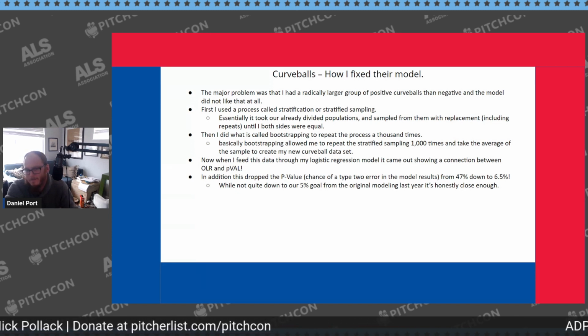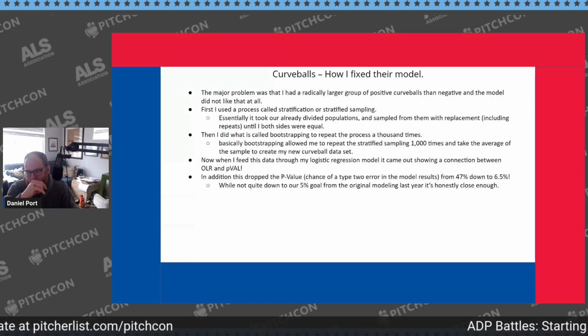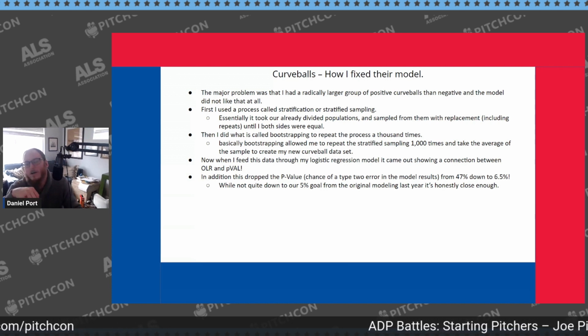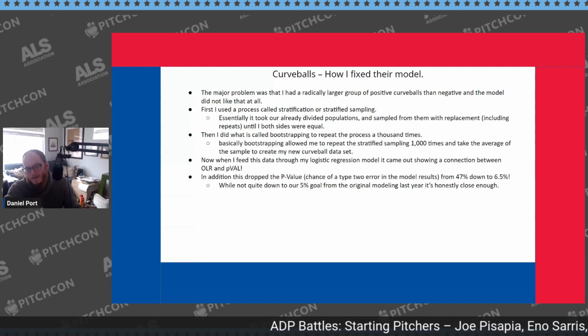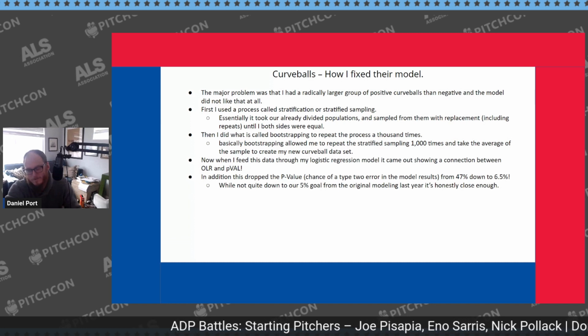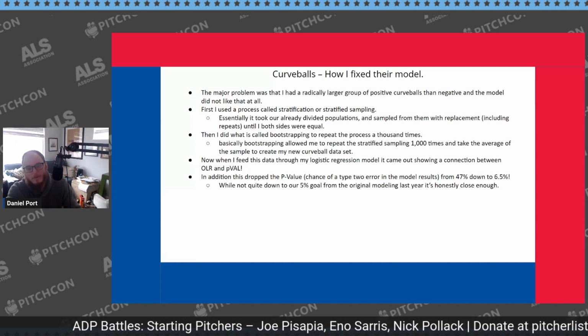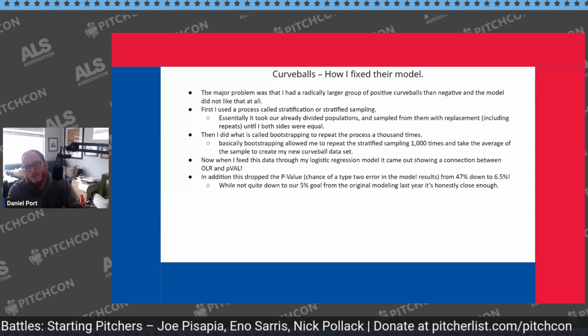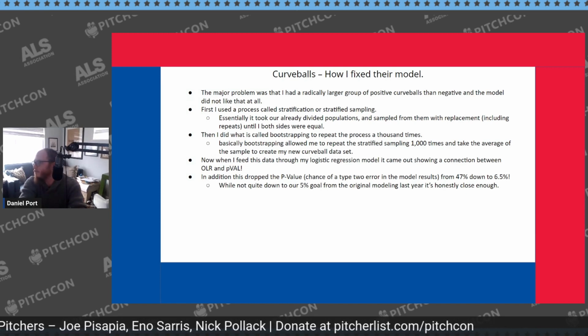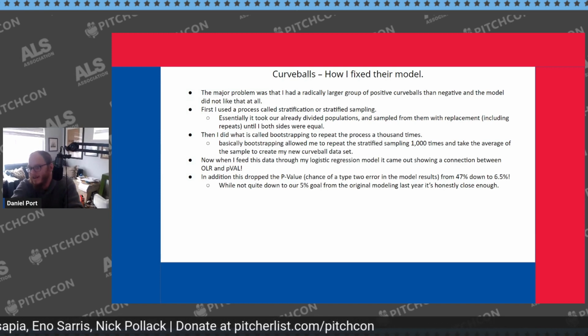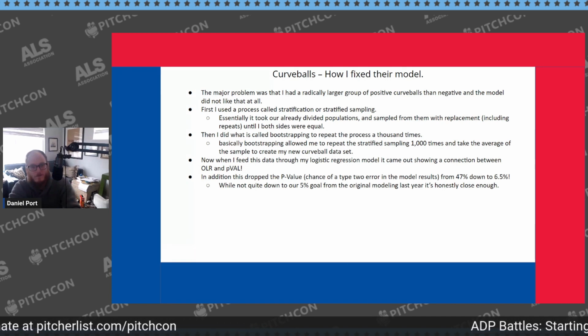Basically, now I'm going to make this distinction. There's a statistical term called p-value, which is different than p-val. I want to find whoever called it p-val and beat the snot out of them because it's very confusing. It was up at like 47%. That meant there was a 47% chance there'd be an error in my numbers, right? For if I used curveballs with OLR.